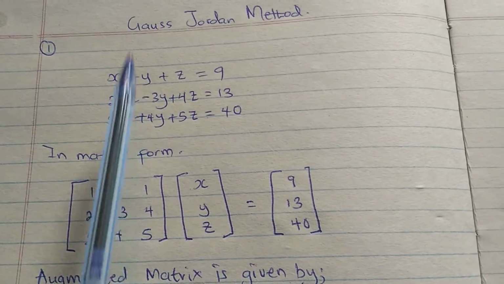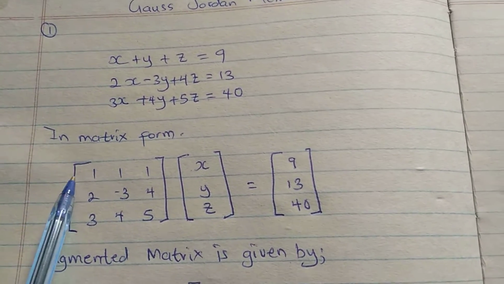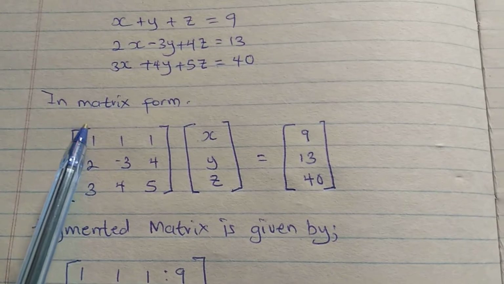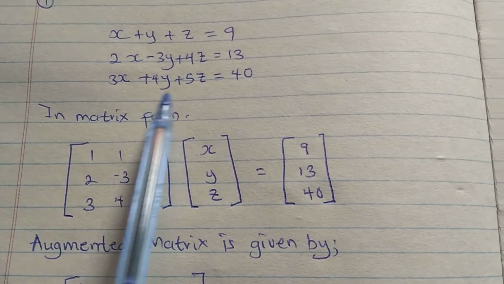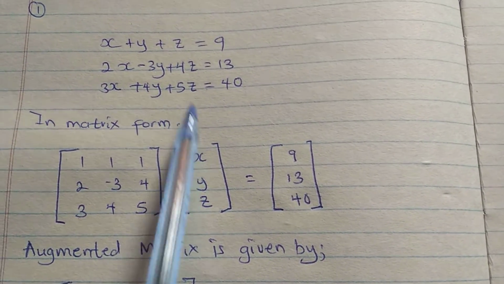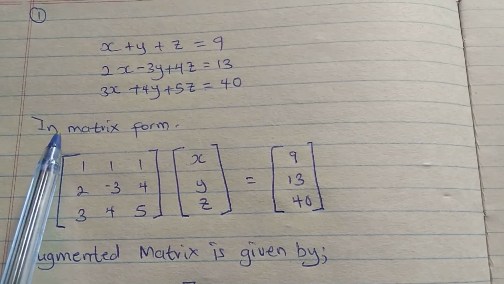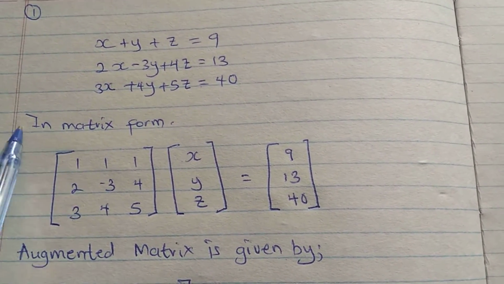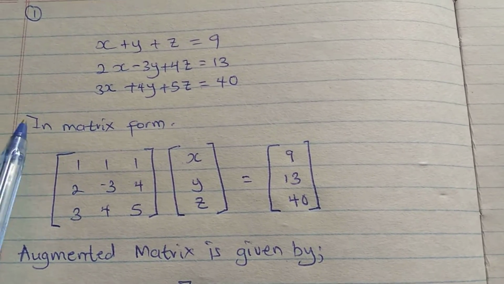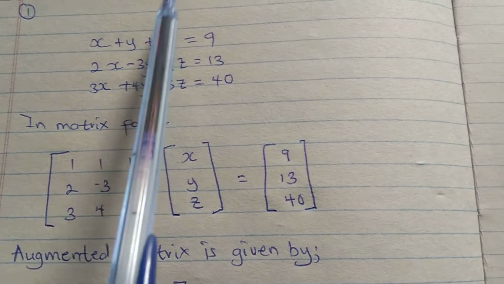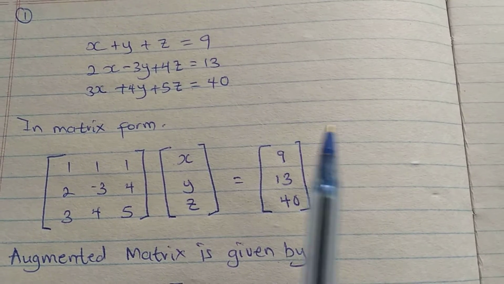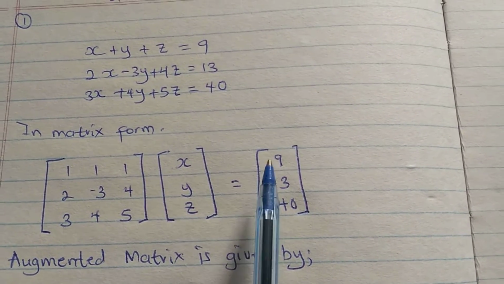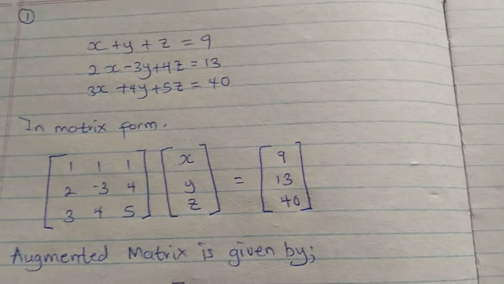We need to change this system into matrix form. As you're seeing, we pick the coefficients, which are 1, 1, 1, 2, -3, 4, 3, 4, 5, times x, y, z, and then 9, 13, and 40.